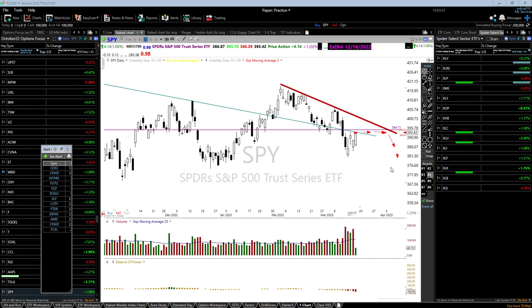Now, the other part of that question, Byron, is look at this big bullish candle. If I'm buying 408 puts here, what am I doing? I'm straight up trying to predict that I know more about the market than the market knows.